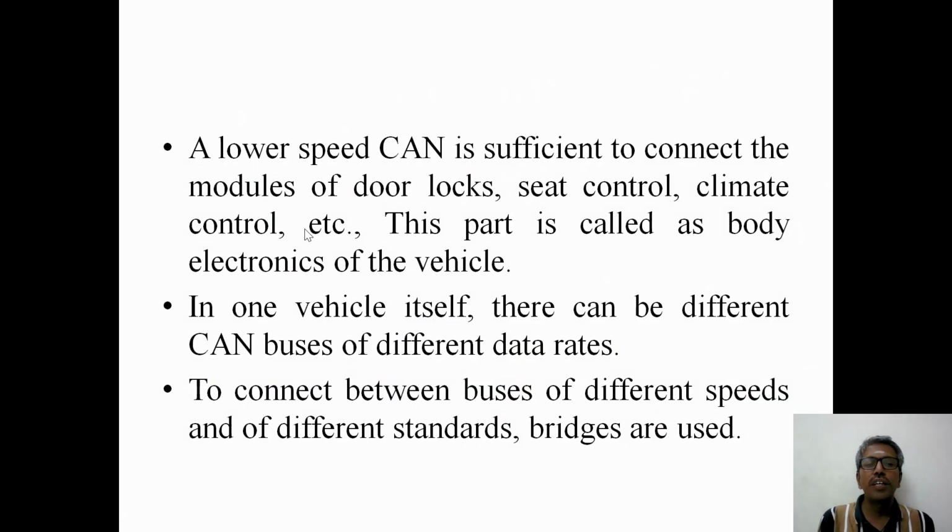So lower speed CAN is used to connect the door lock, seat control, and climate control. For body electronics, we can use the low speed controller.